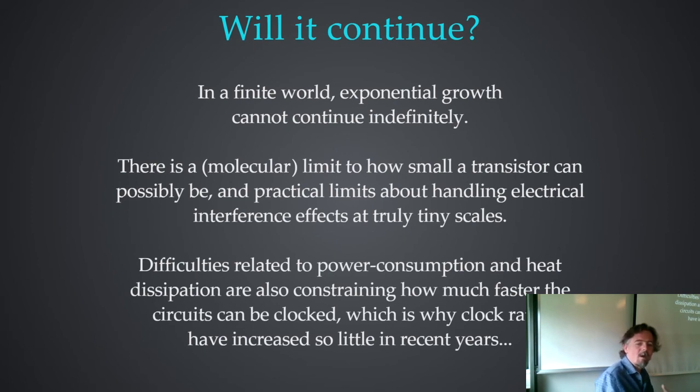There are other problems like power consumption and heat dissipation. They become very difficult as you get to the extremes in Moore's Law. That's one of the reasons why clock rates for computers haven't really gone up much recently. They got to the point where they can't clock them any faster because there are too many thermal difficulties and reliability difficulties.